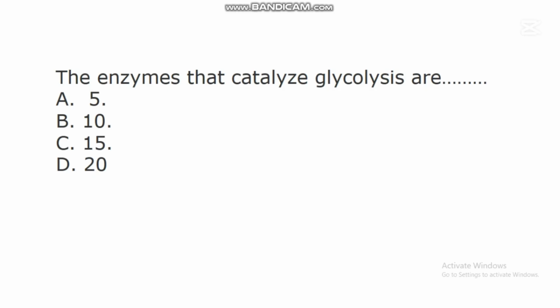The next question says, the enzymes that catalyze glycolysis are dash. A. 5, B. 10, C. 15, D. 20. In this question, the correct answer is B. 10. Studies have shown that the enzymes that catalyze this biochemical process known as glycolysis are 10 in number.